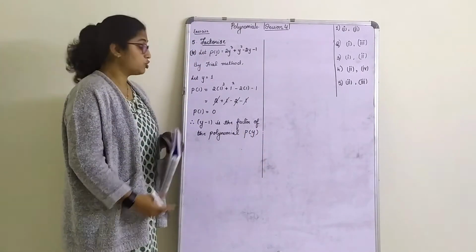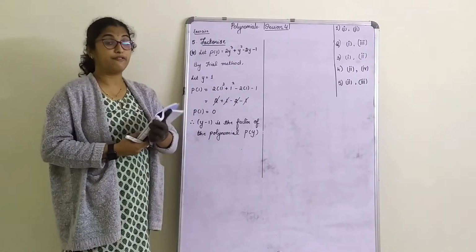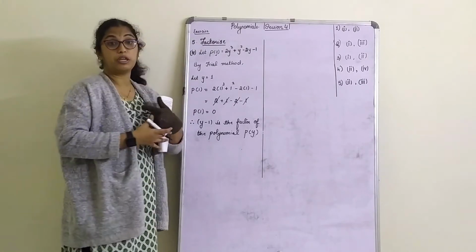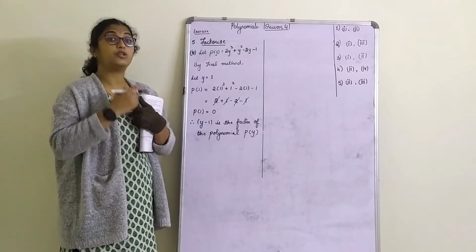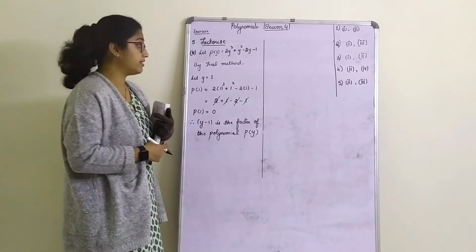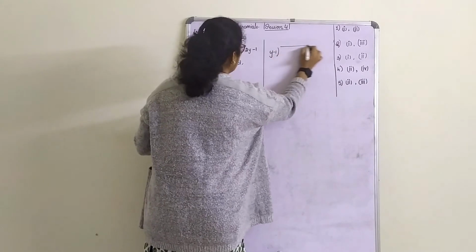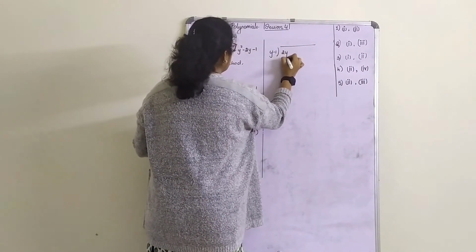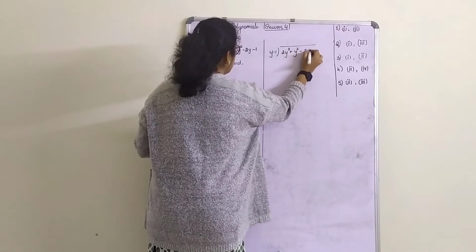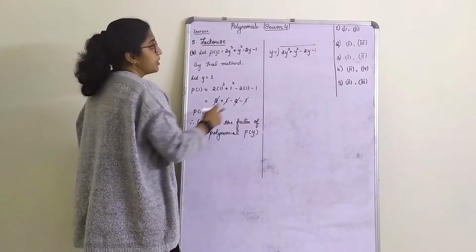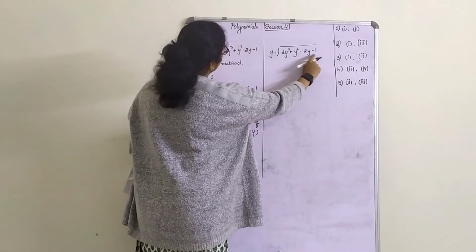Now what are we supposed to do? We are supposed to divide this by the given polynomial, and if you divide it by the factor, what do you get? You get 0 as a remainder and you get a quotient. With that we factorize it. So let's divide 2y cube plus y square minus 2y minus 1 by y minus 1. So let's go for division.